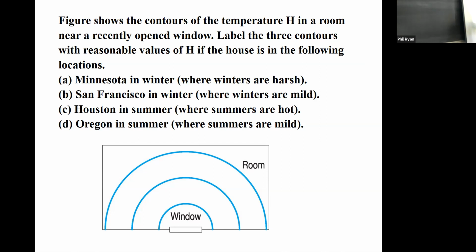So the cold is coming inside, and we see kind of a valley of temperature. Getting into the window, it's like the bottom of the pit. But if it was in San Francisco, where the winters are mild, we'd still have a pit. But what can you tell me about the contours? Yeah, it'd be fairly shallow. So it's the difference between steep and shallow. In San Francisco, this might be 75, 70, 65, or something like that.